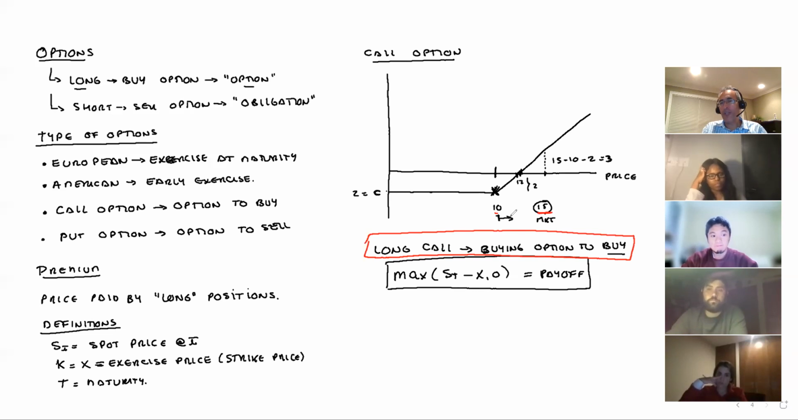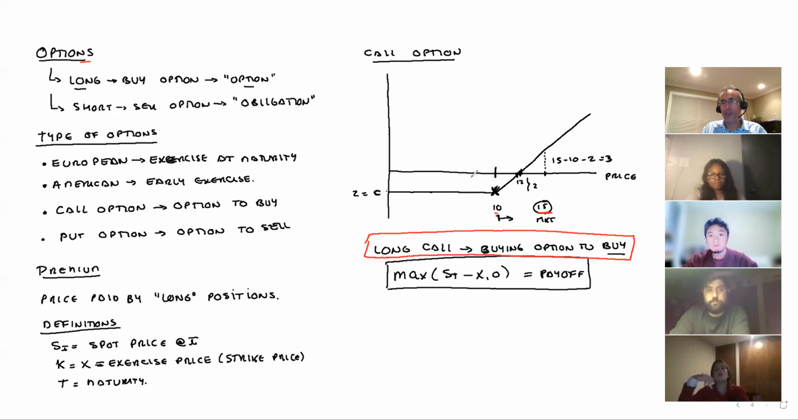But if the price in the market is below 10, forget about that. You're not going to exercise it. You're not forced to exercise this. That's the concept of an option. If it's below 10, 8 imagine, and you want to buy the stock, forget about that. You're not going to exercise your option. What you're going to do is go to the market and buy from the market. Agree?